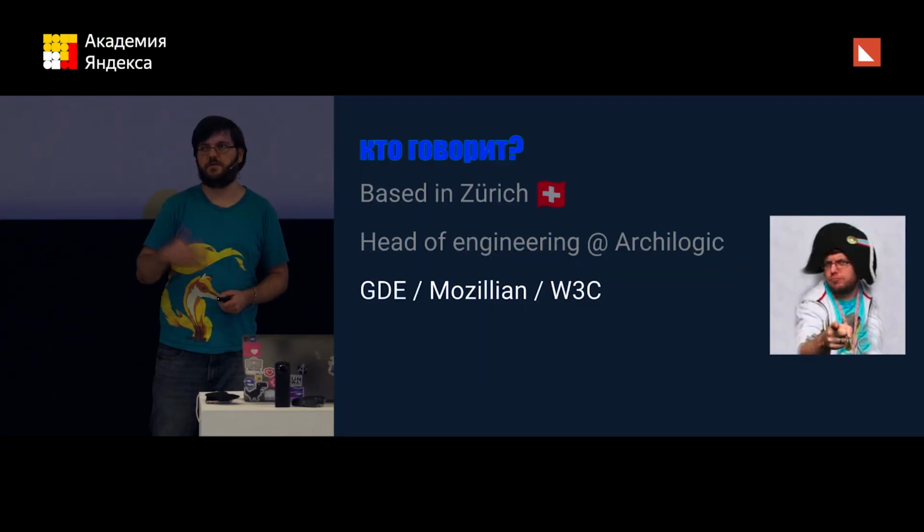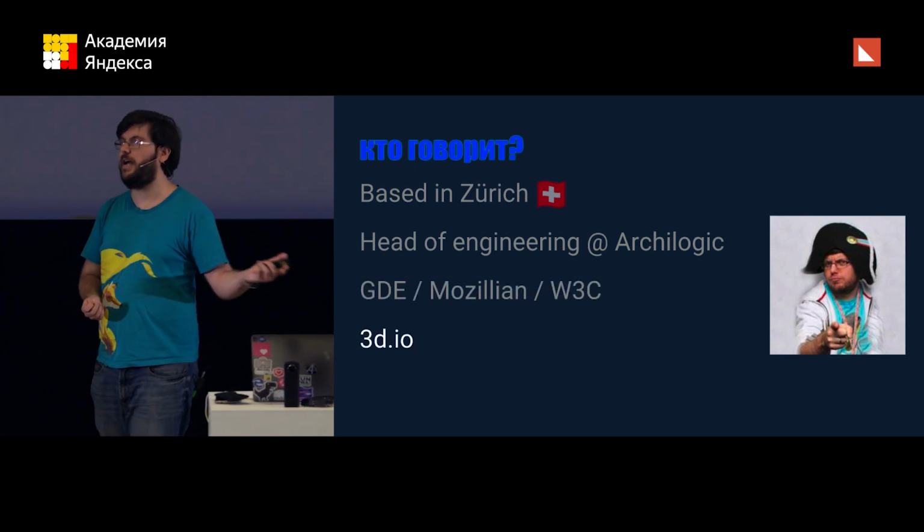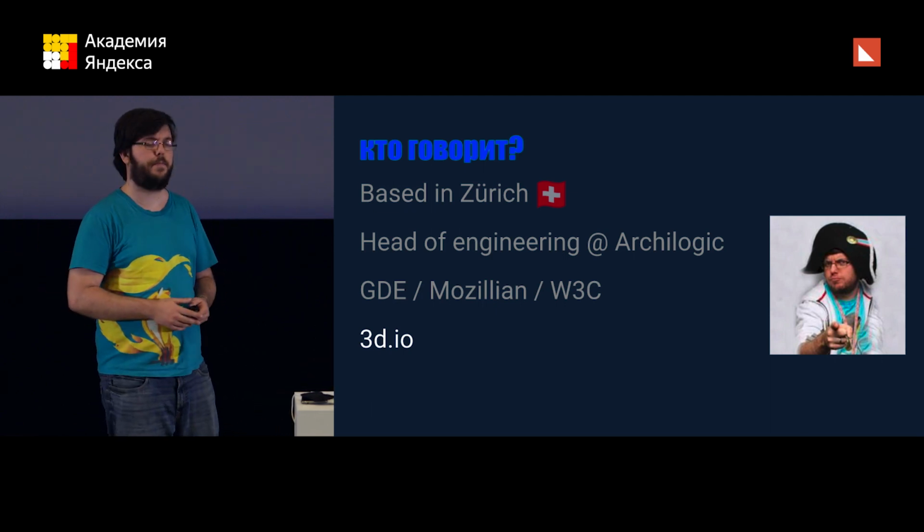So anyway, I'm also working with the Mozilla community a lot, and I am working with the W3C standards community, and I would like to encourage all of you, go to the W3C GitHub organization, find the specification that you have a problem with, and open an issue or make a pull request. Because web standards happen together with the community, and we need more of your input as developers to make the web better. And I work at 3D.io, which is the Archeologic product that allows you to do 3D stuff in the web.